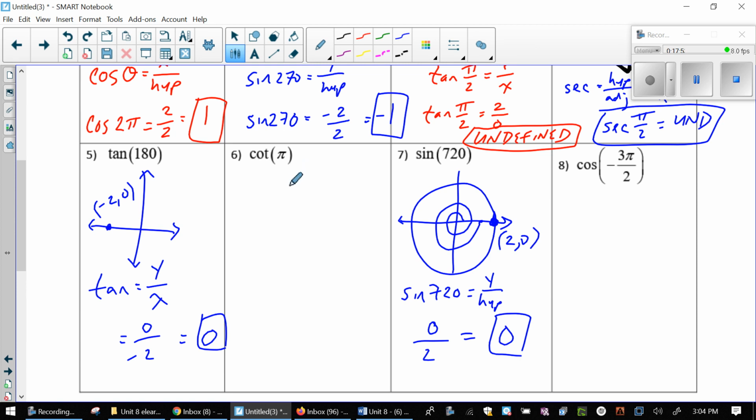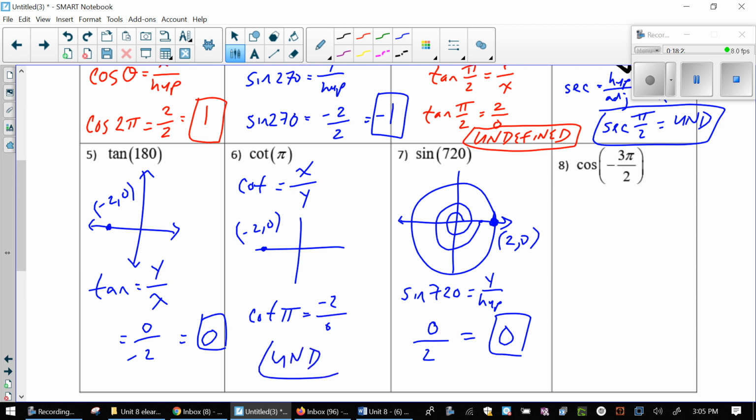All right, let's do cotan. Cotan, remember, is the reciprocal of tangent. So it's going to be x over y in this case instead of y over x. Pi, the same as 180, is going to be right there, -2 over 0. So cotan pi equals our x-coordinate, -2 over 0, and that's going to be undefined as well.